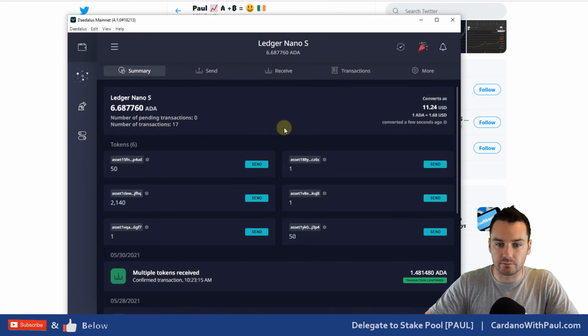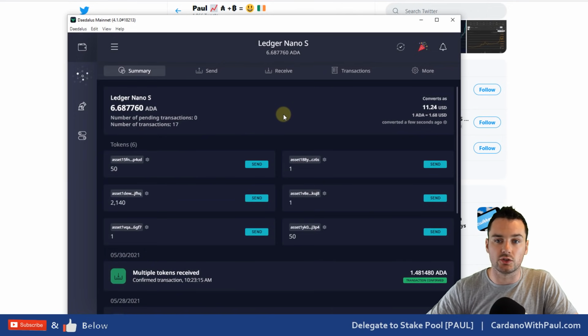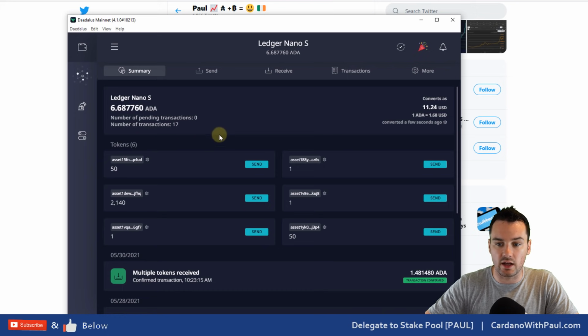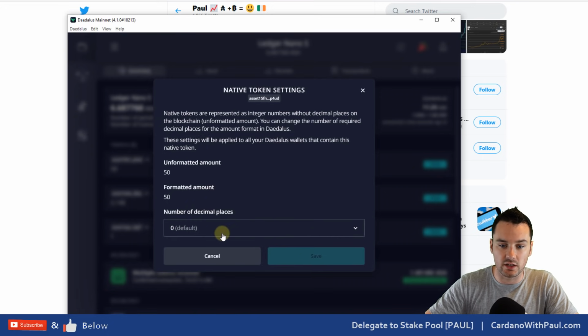So when you see here, some of the main updates are, I suppose the biggest one is how they're storing the data, and hopefully that will help the wallet be a lot faster going forward. They've added in decimal places for native assets. So any native assets that you have now, you can customize how many decimal places actually go into that.